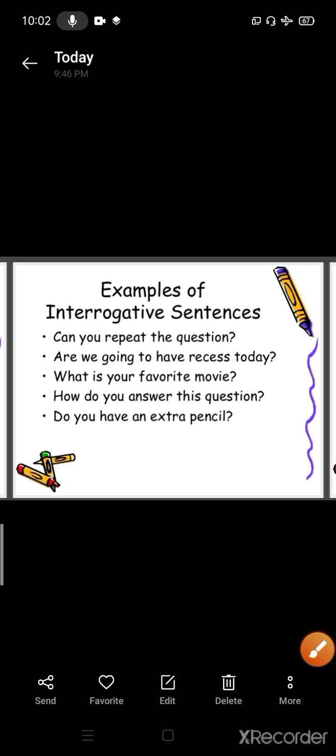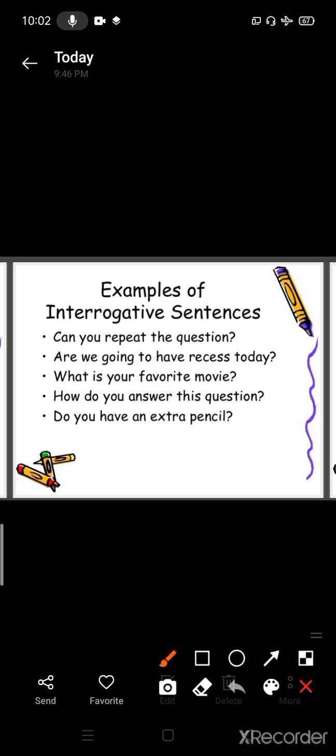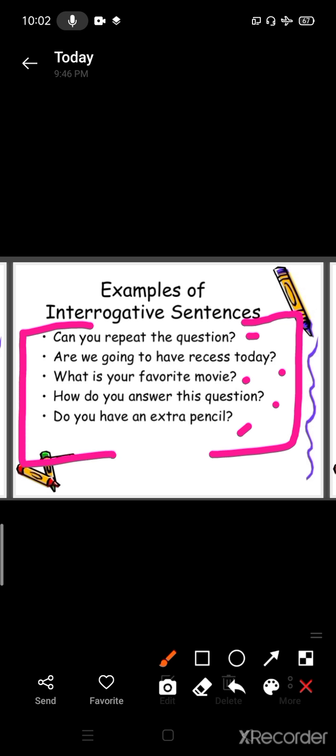For example, can you repeat the question? Are we going to have recess today? What is your favorite movie? How do you answer this question? Do you have an extra pencil? You might have noticed here that every sentence is ending with a question mark. So these are called interrogative sentences, as these are asking something to someone and ending with question marks.